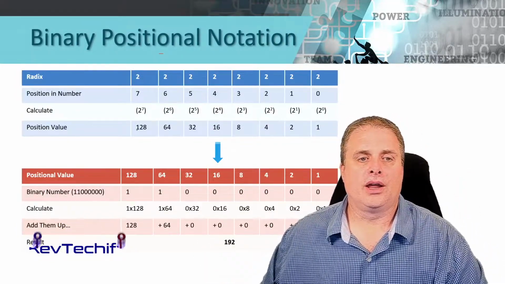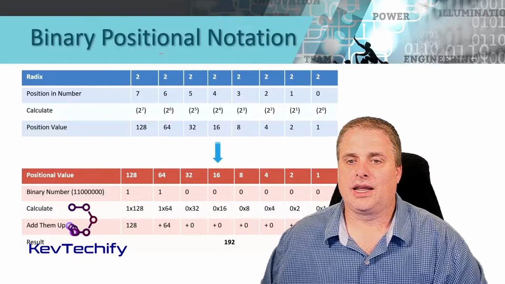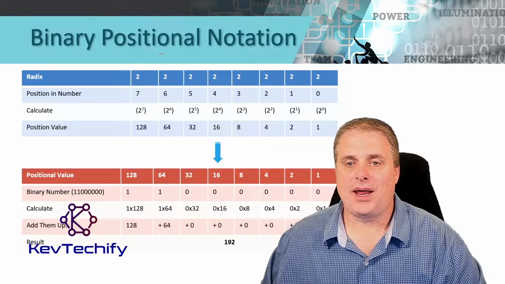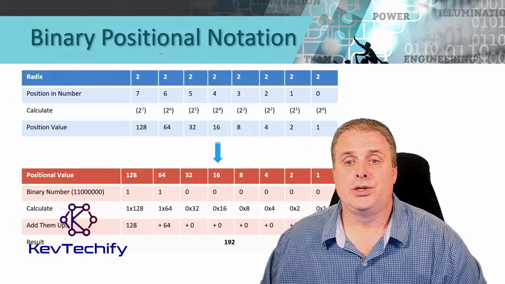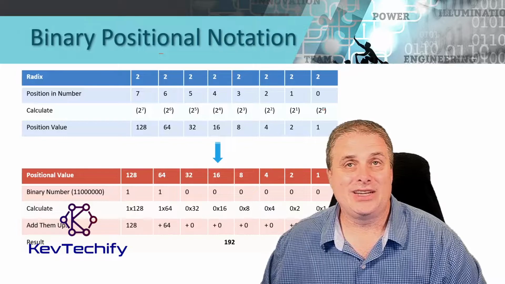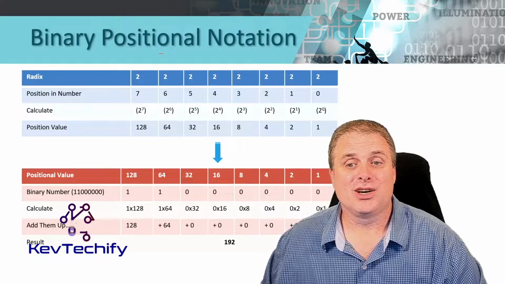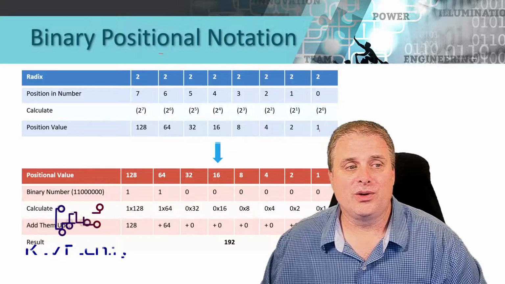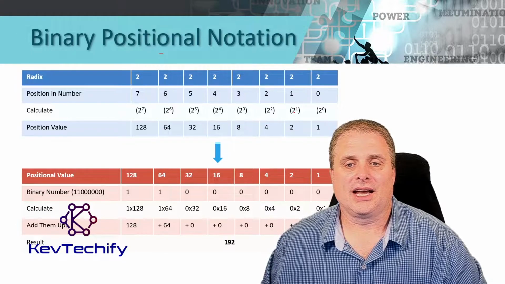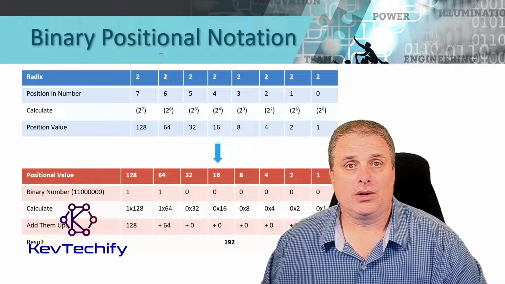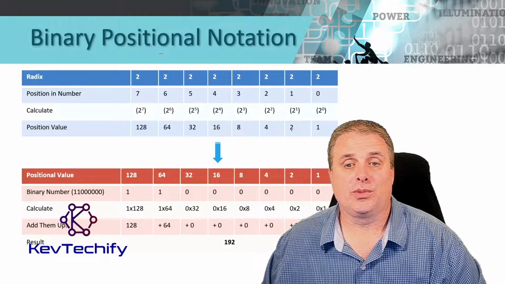Then we go through and we figure out our calculation. Our calculation is our Radix, or our base number, to the positional number. 2 to the 0 power, any number to the 0 power is 1. So the value of this column is 1. Then we move on to the second column. 2 to the first power, any number to the first power is that number itself.